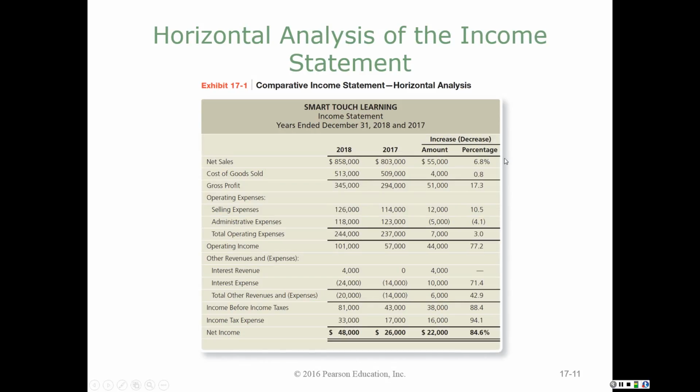Here's an example of the horizontal analysis in your income statement. We see sales have increased from 2017 to 18 by 6.8%. Cost of goods sold, on the other hand, only increased by $4,000 or 0.8%. Leaving us with an increasing gross profit of $51,000 or 17.3%. So the percentages help to give us a better perspective of what these raw calculations provide. And this is even better when I can compare it for a period of 3 to 5 to 10 years to do like a long-term analysis of the changes in our income statement.